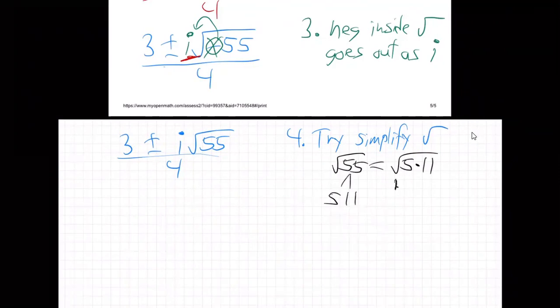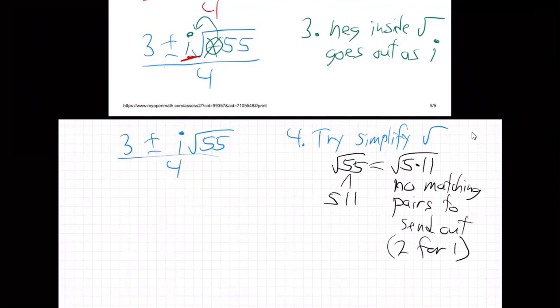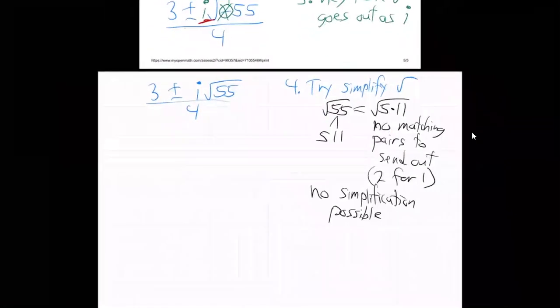And notice there's no matching pairs to send out. Remember, it's 2 for 1. Square roots are a 2 for 1 deal. If you have 2 of anything, it sends 1 out, doesn't it? But we don't have 2 of anything. So no simplification possible. So we're done there.